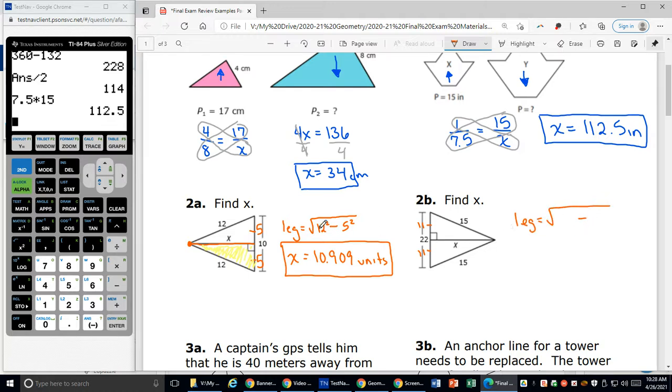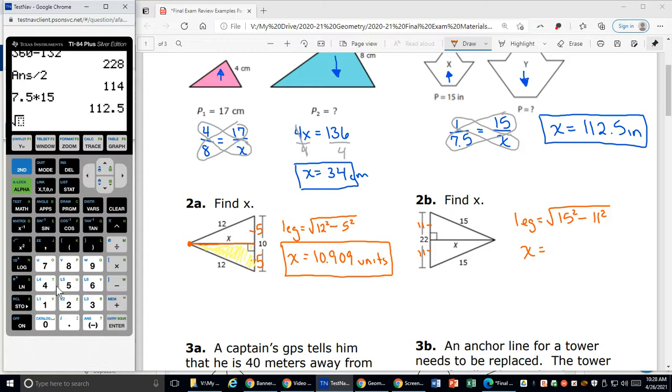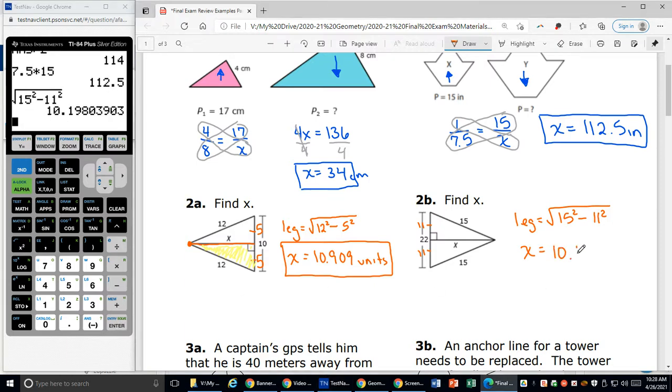with a minus sign in here. And then my 12 was one of the sides, so that's my 15 on this picture. And then my 5 was the bottom that I divided in half, so that's now 11. So then x equals the square root of 15 squared minus 11 squared. And I get, I'm going to round this to 3 places, 10.198. And I don't know my units, so just units.